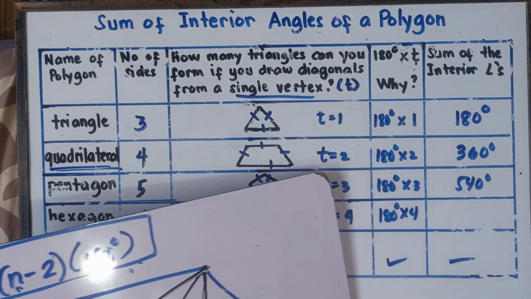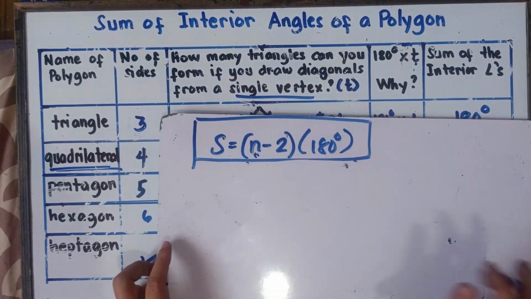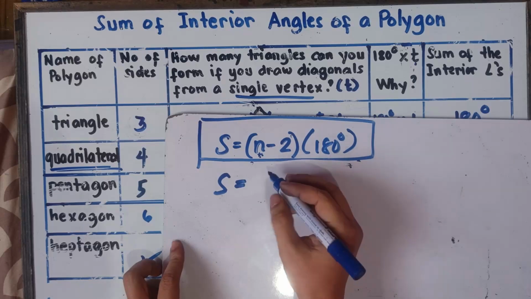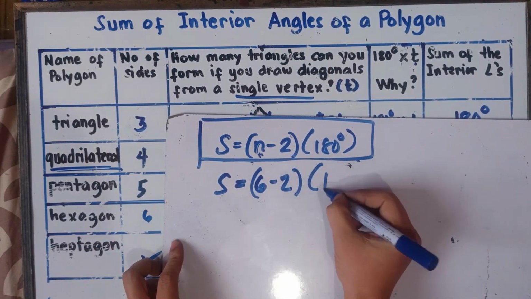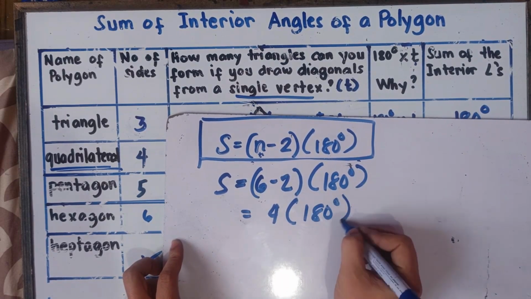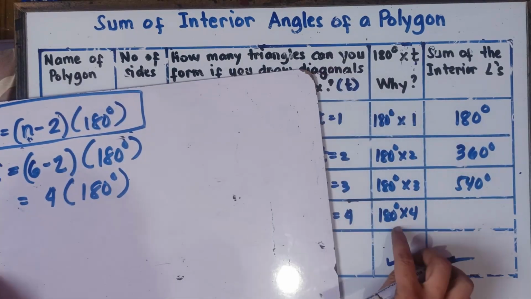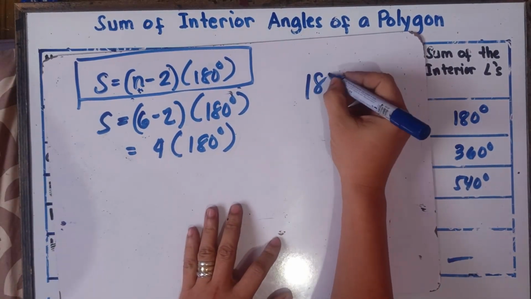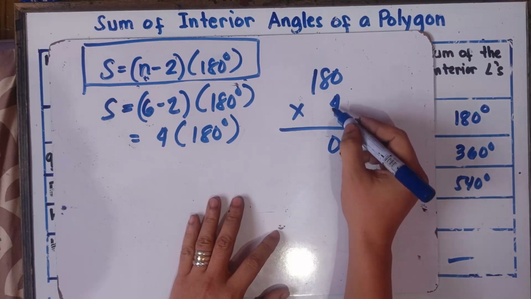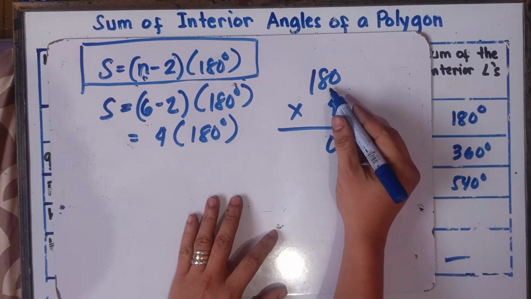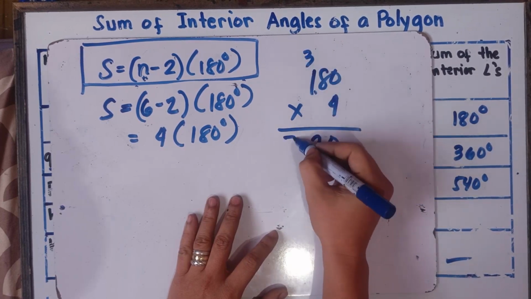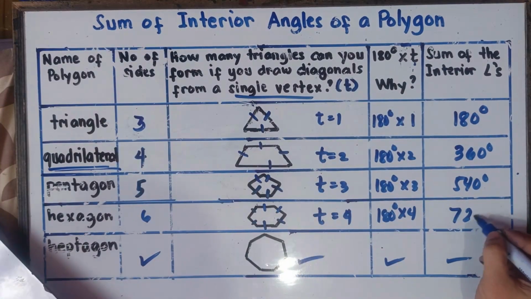Once again, class, you can always apply this formula, where S equals the number of sides. The sum of interior angles, the number of sides, that would be 6. 6 minus 2 times 180 degrees. 6 minus 2 is 4, times 180 degrees. So 4 times 180, same as 180 times 4. I think that's 720. Let's double check, class. 4 times 0 is 0. 4 times 8 is 32, right? 2 carry 3. 4 times 1 is 4 plus 3 is 7. 720 degrees.